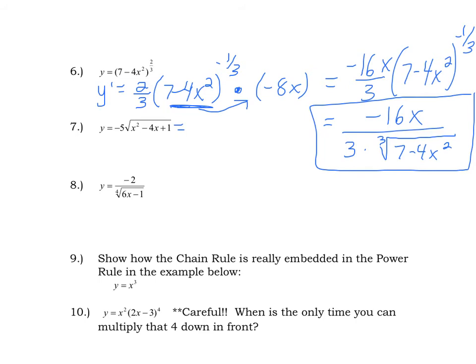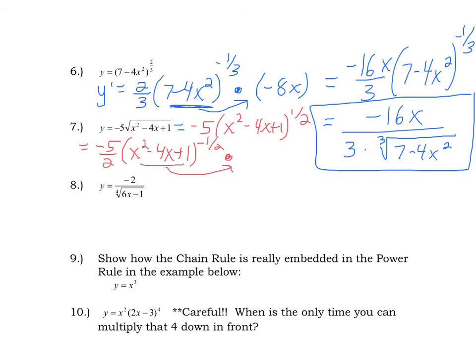With number 7, we need to do some prep work here. This is the same as replacing that radical with x squared minus 4x plus 1 to the 1/2 power. From there, you're going to multiply that 1/2 down, so you'd have negative 5 over 2. X squared minus 4x plus 1 comes along for the ride. Subtract 1 to your power, and you have negative 1/2. And like before, we're going to chain along the derivative of the inside, which would be 2x minus 4. Okay, we'll leave that one where it is.